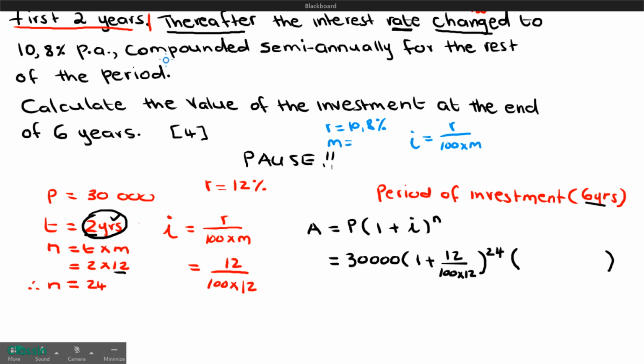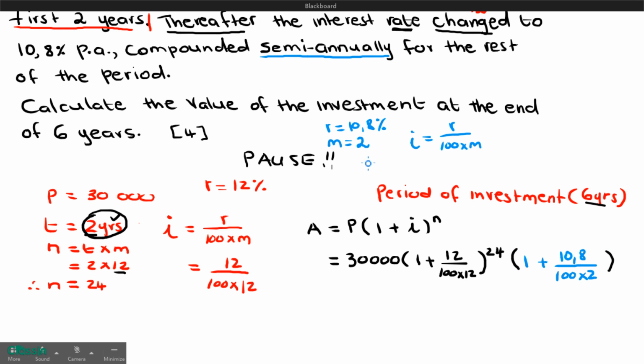They said that this is compounded semi-annually. And we know if we are saying semi-annually, it is the same as half years. So how many halves do we have in 1 year? We have 2 halves. Then it means that we can say 1 plus our R, 10.8 over 100 multiplied by our M, 2.